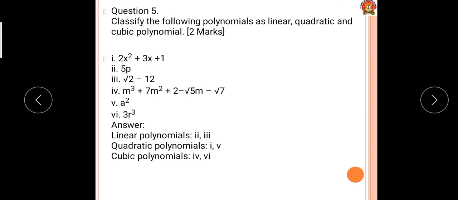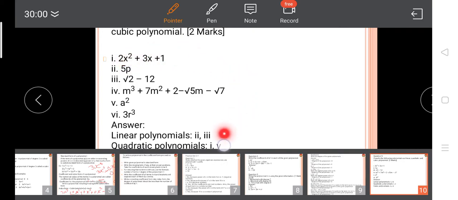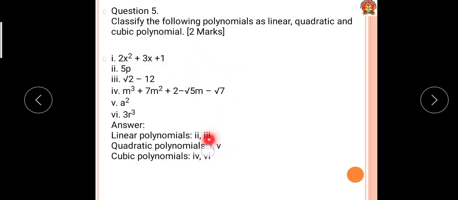Question number 5. Classify the following polynomials into linear, quadratic, cubic. Linear means degree 1, quadratic means degree 2, and cubic means degree 3. So 2x square plus 3x plus 1, highest degree is 2, so it is quadratic. 5p, it is linear. Root 2 minus 12, this is also linear. m cube plus 7m square plus 2 minus 5m, so what is the highest degree? 3, so it is cubic. a square, it is quadratic, and 3r cube, it is cubic.